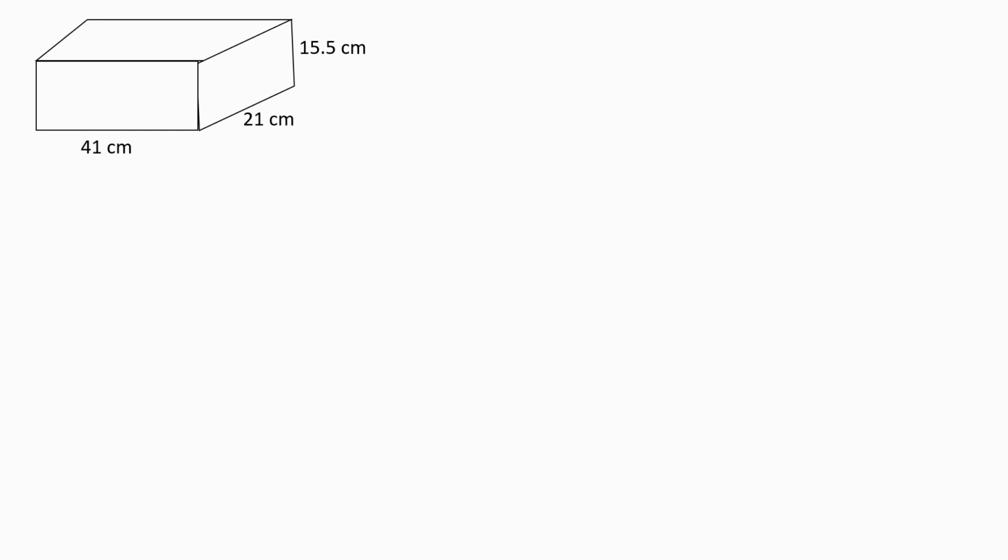So using the information, let this be a representation of our container, not drawn to scale. We have the length 41 centimeters, width 21 centimeters, and height 15.5 centimeters. Then we've been told that the container is open with a thickness of 5 millimeters. But since our container has the dimensions in centimeters, we are going to convert the thickness into centimeters as well. And we know that 10 millimeters is equal to 1 centimeter. Therefore, we need to find out what 5 millimeters is. We cross multiply, it gives us 0.5 centimeters.